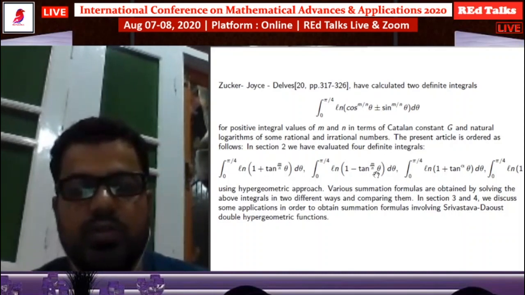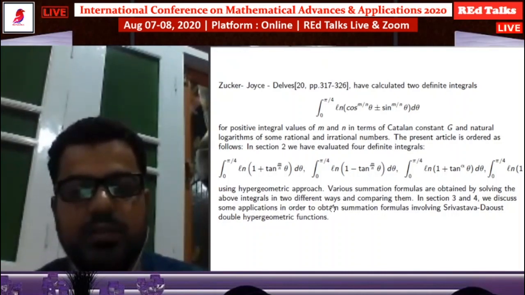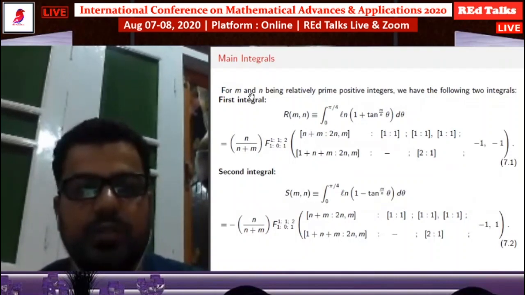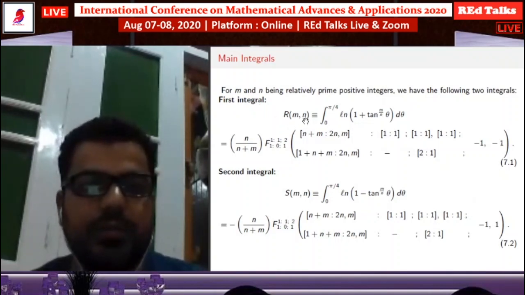We have used the four functions above and the Srivastava-Dost double hypergeometric function in our paper. In section 2, we have given the proof of these four integrals, and in sections 3 and 4, we have given the summation formulas obtained, that is the application section, and in section 4, we have given the concluding remark. This is our main and important work.